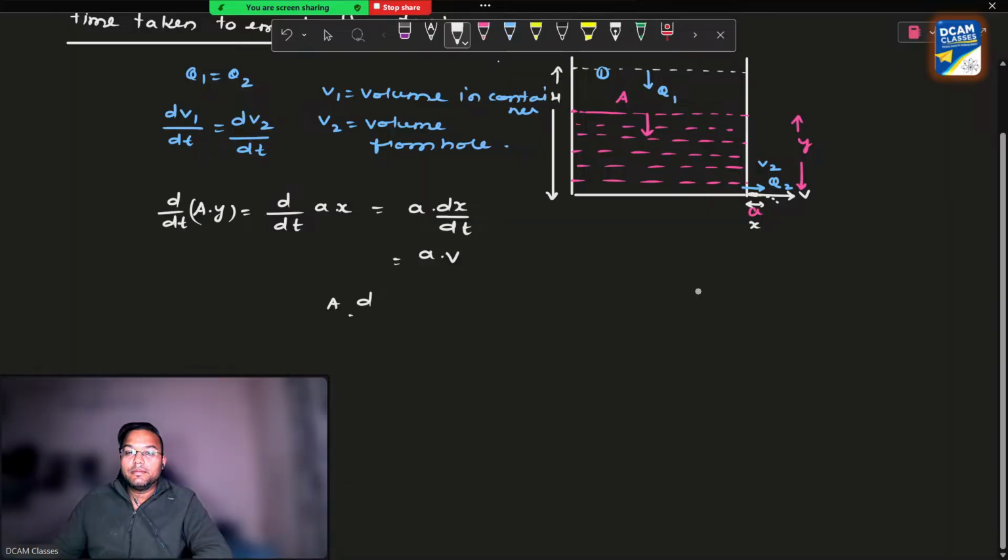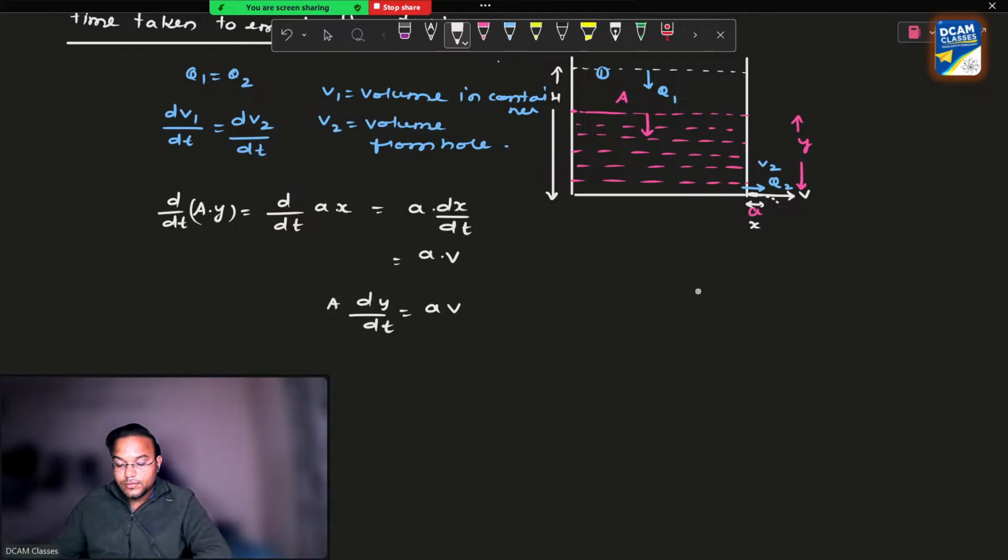So A dy by dt is equal to a v, but I'll write negative here. Why? Because the volume is decreasing. The rate of flow, the level of the liquid is actually decreasing. That's why I'll write negative. Now we know from our earlier discussion that this velocity is equal to root 2gy. We know this from Torricelli's law.